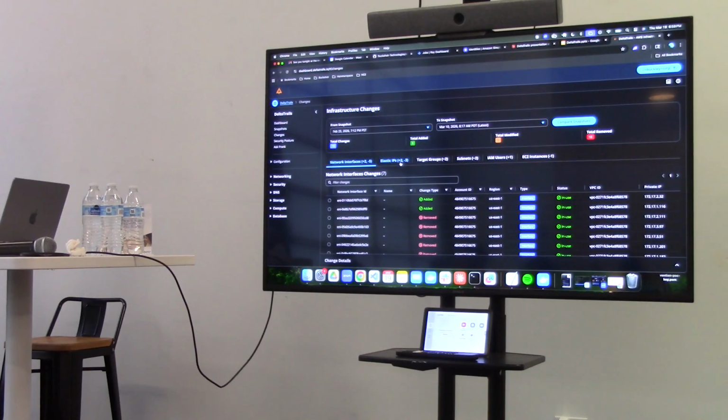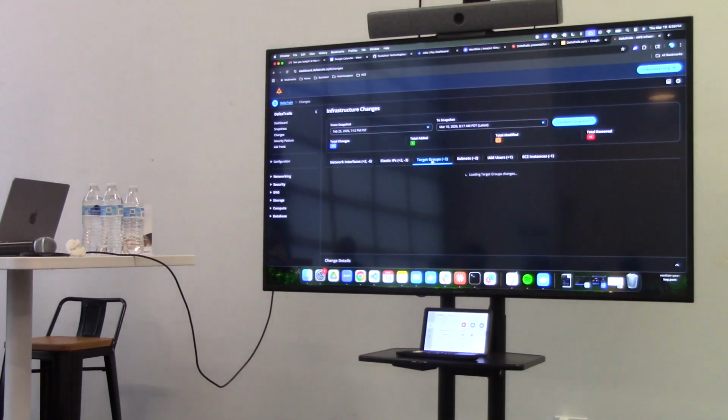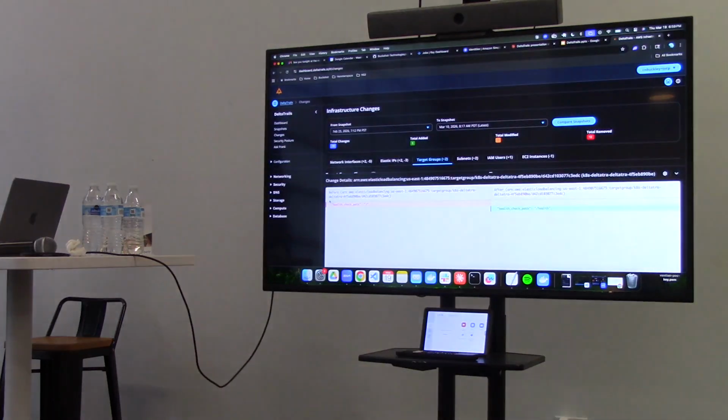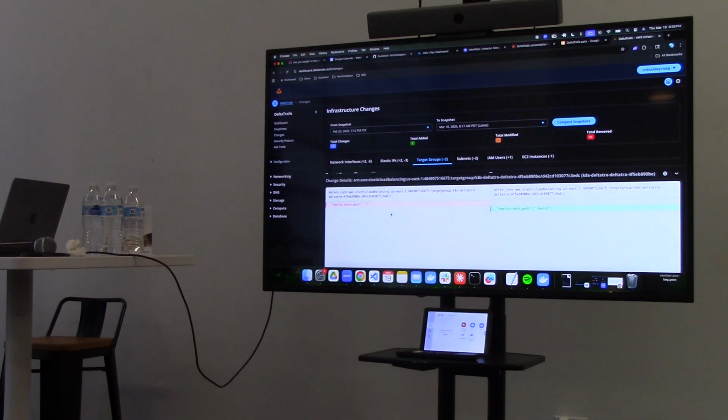I can see 2 were added, 3 were changed. I can see 2 target groups were modified. I can select them and I can see sort of like a Git-style view of what actually changed. Well, you changed the health endpoint. So if something isn't starting up and it keeps rolling, well, this could have something to do with it.